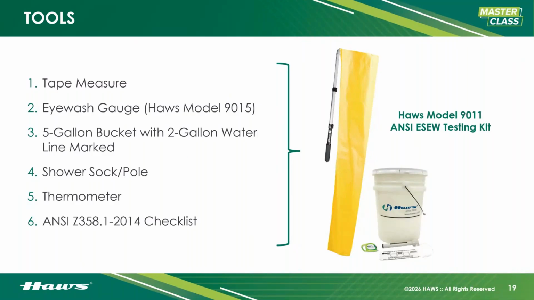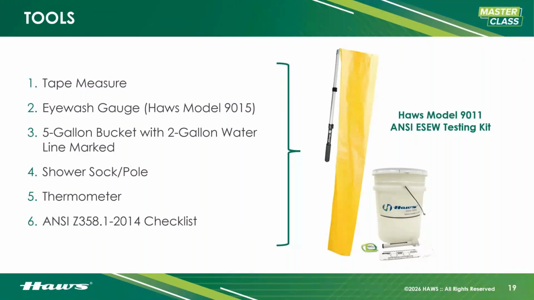You need an eyewash gauge. It's included in the standard. There's a photo. They told us exactly how to make this thing, and it ensures anthropometrically that your eyes will align with the eyewash itself. And I'll show you how to use that as well. A 5-gallon bucket with the 2-gallon water line marked.